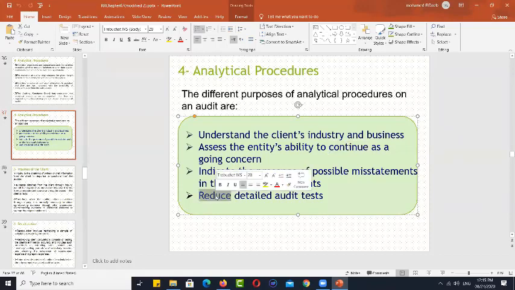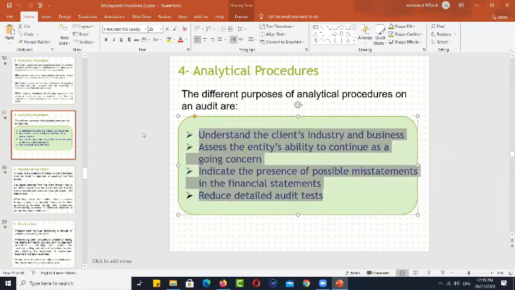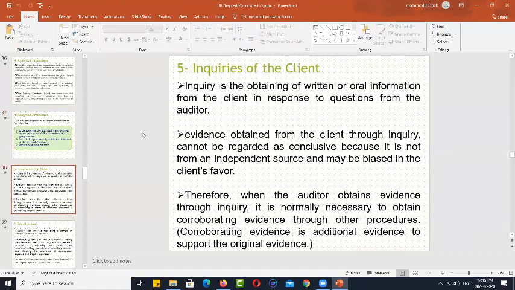The other part, which did not attract my attention, will need no further tests. So this also reduces the time taken in the audit and, by default, the cost. So actually those are the different purposes of the analytical procedure. Why do we do the analytical procedure?